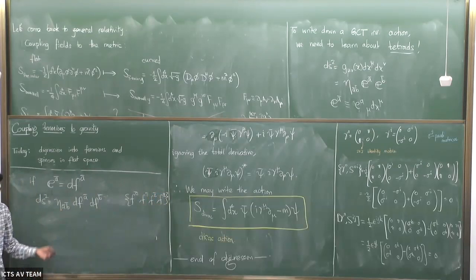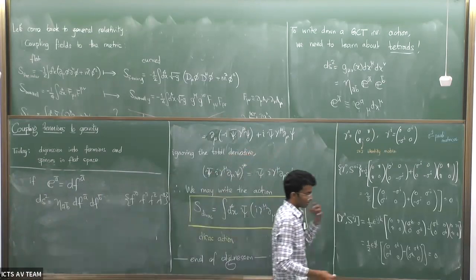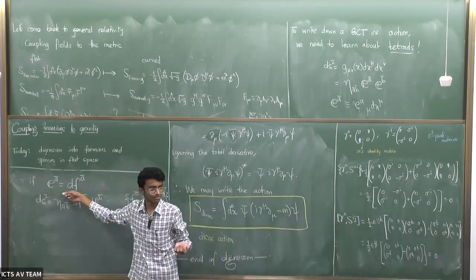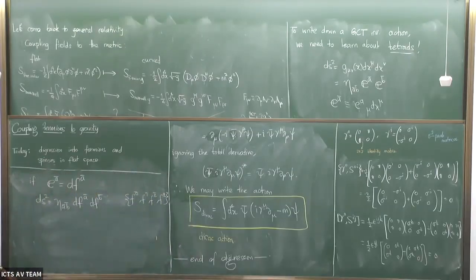Okay. So how do you say when a metric is flat given these cotetrads? When the cotetrads are exact, which is when the cotetrads can be written as dfA, the metric is flat. Okay. This is all some fancy language which I will not go into next time. I will definitely not do differential forms next time, which is tomorrow. But I just wanted to give you an example of Schwarzschild.